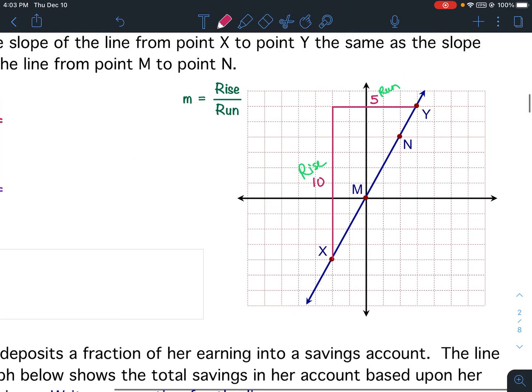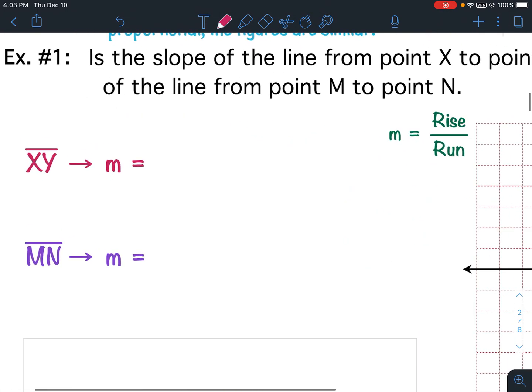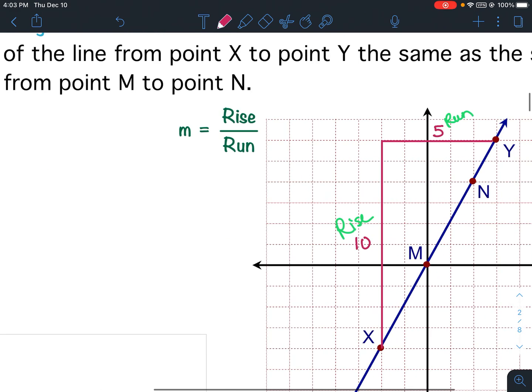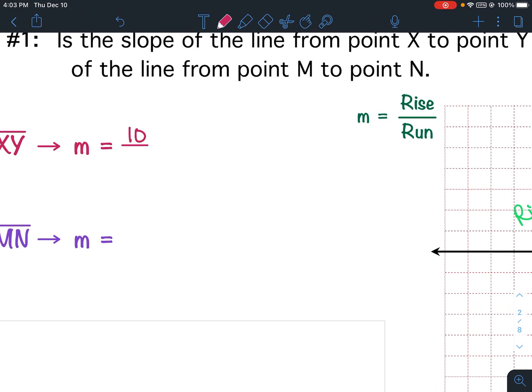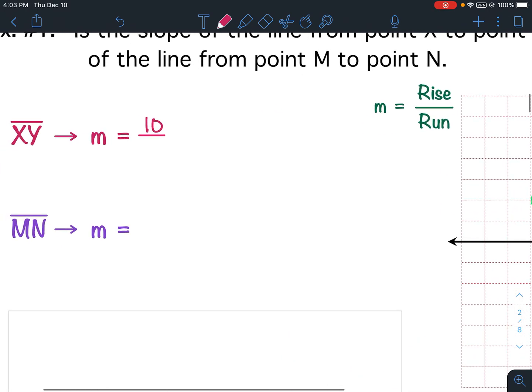Okay, so for XY, again, my rise is 10, and my run is 5. Well, 10 divided by 5 is 2. Now, technically, that's 2 over 1, but we can just say that it's 2. If we were graphing, we would want it over 1. But if we're just talking about the slope, having it as the whole number 2 is just fine. So again, the slope for XY is 2. In other words, you go up 2 over 1, up 2 over 1, up 2 over 1, and so forth.